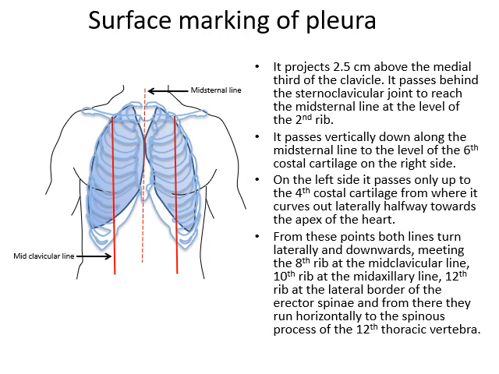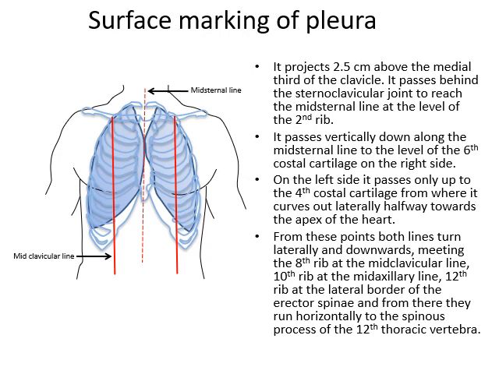Initially, when we surface mark the pleura, we have to remember that the pleura extends above the clavicle. The apex of the pleura is surface marked 2.5 centimeters above the medial third of the clavicle, and it passes behind the sternoclavicular joint to reach the mid-sternal line at the level of the second rib.